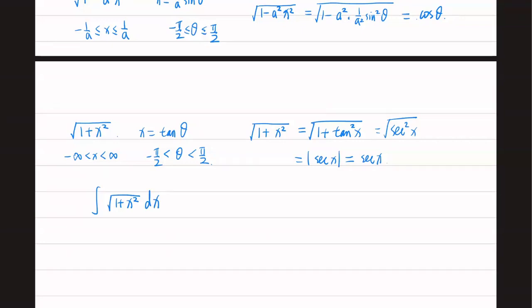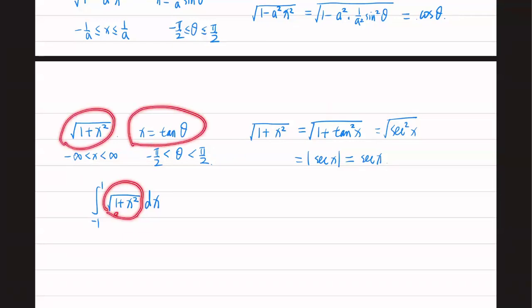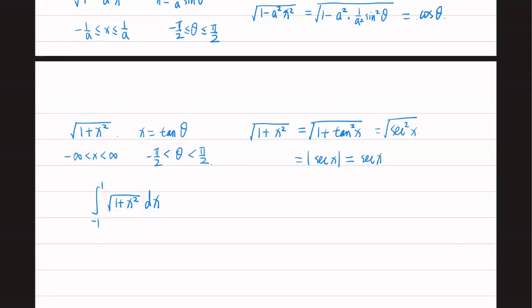Let's integrate from negative 1 to 1. Okay, so we have the factor square root of 1 plus x squared. Following this suggestion, we're going to use the substitution x equals tangent theta. This will introduce quite a few changes, and we'll go over them one by one.